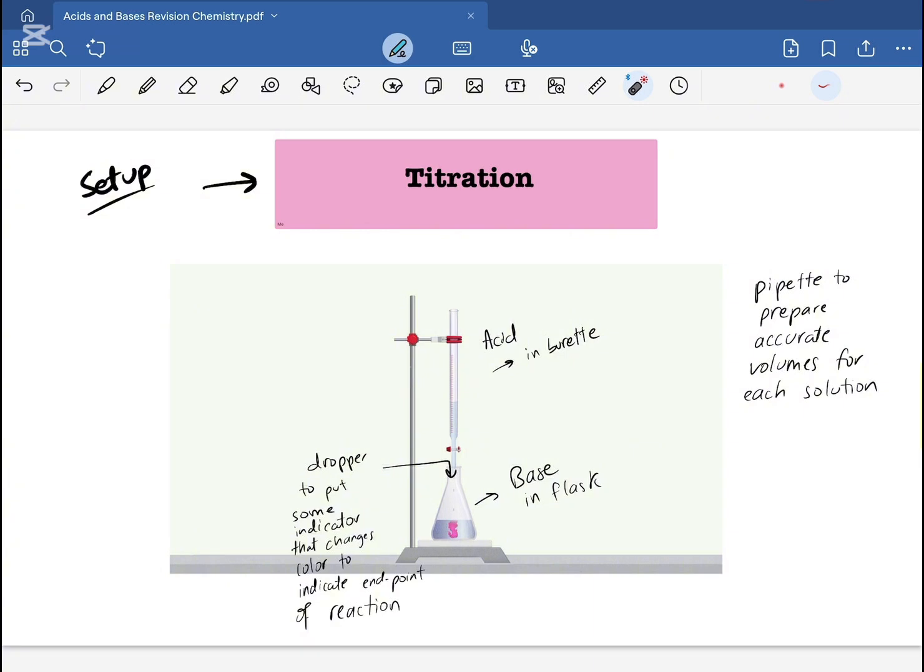Now the indicator will change color when the reaction is complete. So we are able to detect when the reaction is complete by the color change, for example, in the conical flask, and the acid will be added progressively and slowly to the base. Now we might also need a pipette to measure the accurate volumes that will be placed in the burette and in the conical flask.